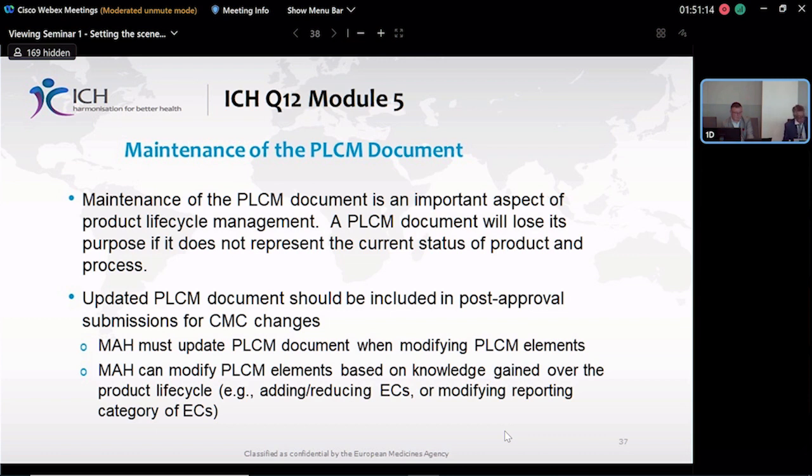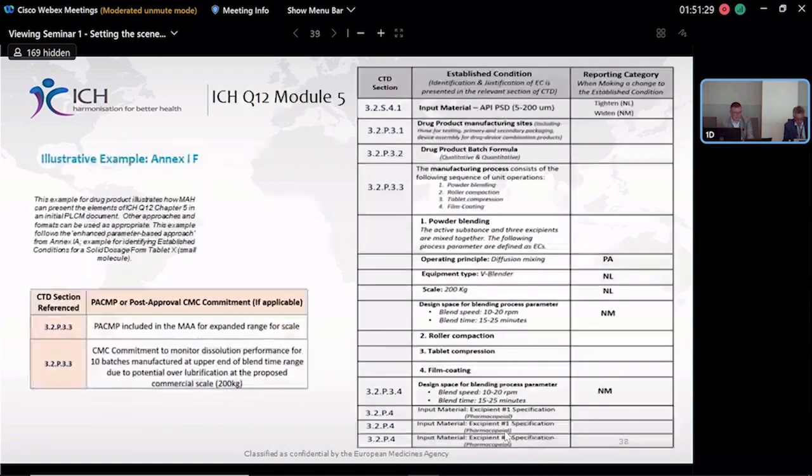Maintenance of the PLCM is really important. It needs to be kept up to date. If it's to be a useful tool for assessors and inspectors, it needs to be up to date, and it needs to be clear what the current state of approved established conditions and future reporting categories will be.